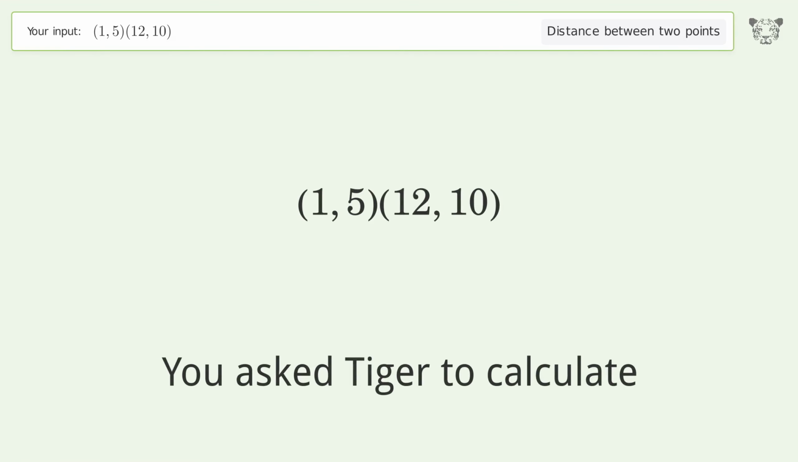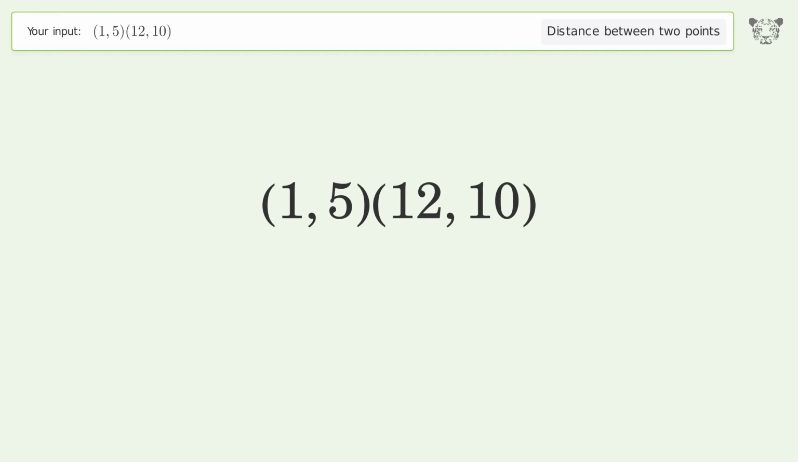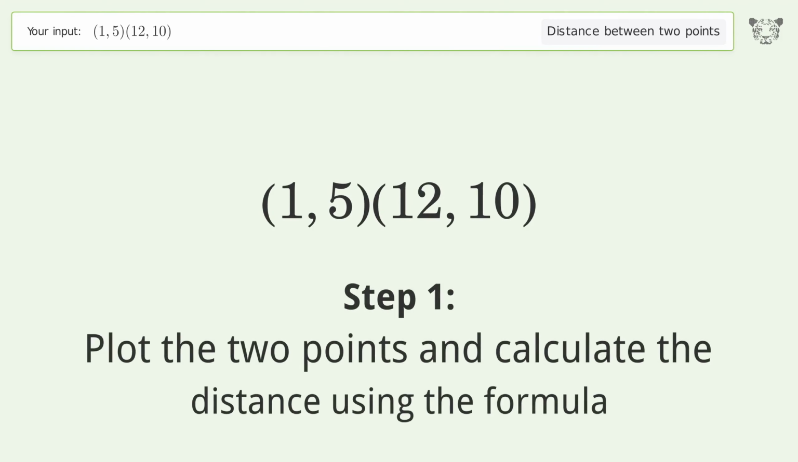You ask to calculate the distance between 2 points. The distance between the 2 points is the square root of 146, or 12.083. Let's solve it step by step. Plot the 2 points and calculate the distance using the formula.